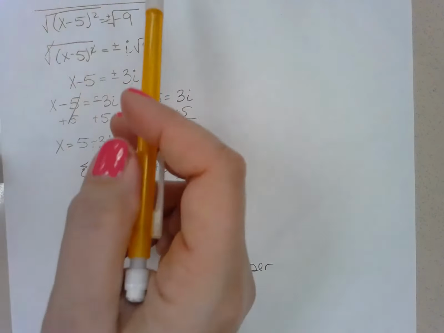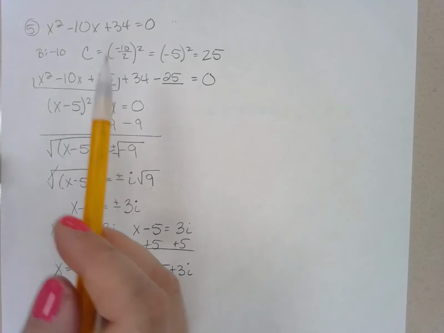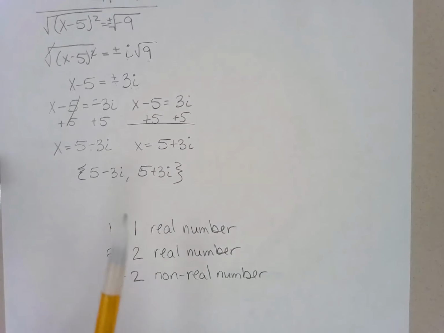And if you can't see the graph, because we didn't graph this, we don't know, that's what this tells us. This tells us, hey, this graph doesn't actually intersect the x-axis anywhere at all.